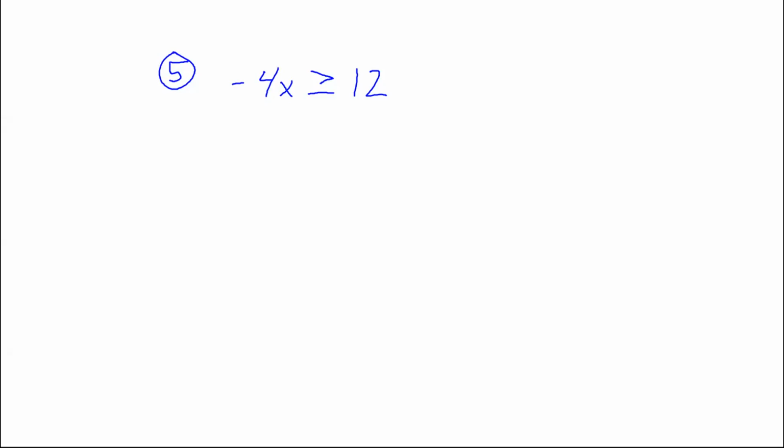Negative 4x is greater than or equal to 12. I am going to divide both sides of the equation by negative 4 because it's negative 4 times x. But the important thing to realize here is that the direction of the arrow is changing.